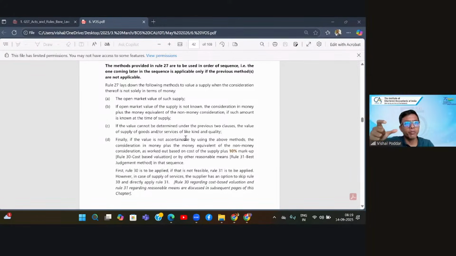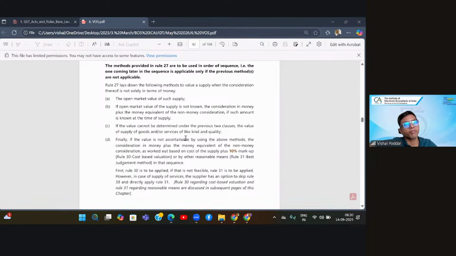your value cannot be found out from the price which I am charging to others. It means there is no open market value, or the open market value fails. So you come to B. So as per B, what will be the value? 5,000 plus value of the cloth. So what? Give me an example. Make it more specific.